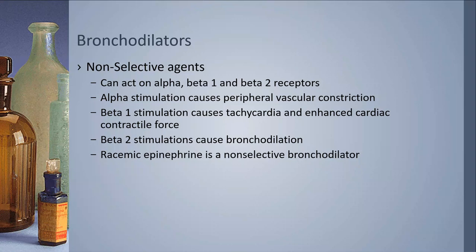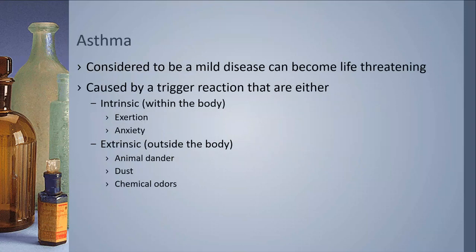With beta 2 stimulation, we get bronchodilation, which is exactly what we want. Again, keep in mind racemic epinephrine, which we'll talk about a little bit more later, is a non-selective bronchodilator. So it will affect alpha, beta 1, and beta 2 receptors.